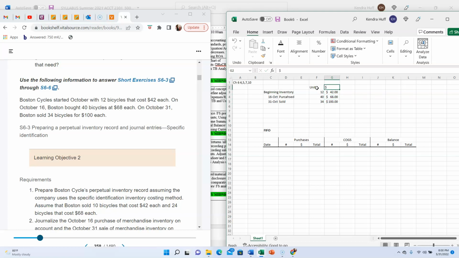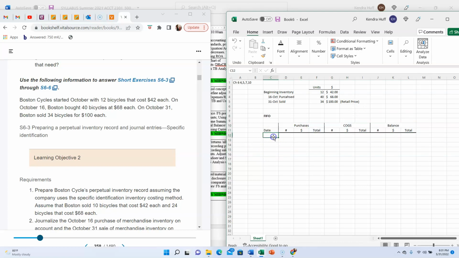All right, now, one thing I want to point out, and I want you to be aware of, is that $100 is the retail price that they sold it for. All right, so we're doing FIFO first. And we're starting with the beginning inventory, so it's October 1st. And you just come on over across the side for the beginning inventory. So with 12 units at $42, multiply it together, and that is our amount.